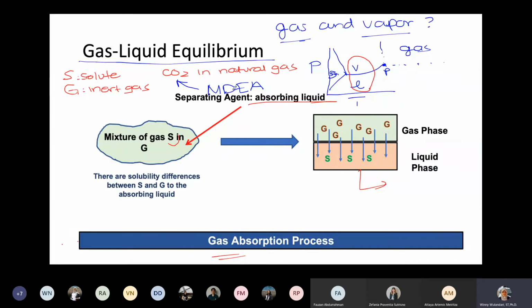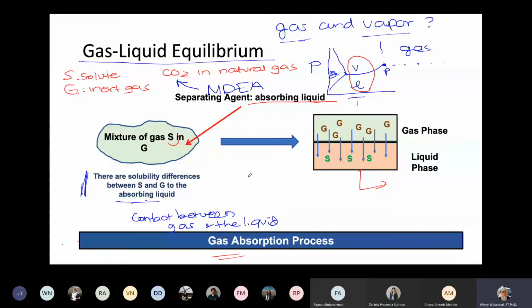This absorbing liquid really loves the CO2 gas, but natural gas doesn't dissolve into the absorbing liquid. So there is a solubility difference between S and the absorbing liquid and G and the absorbing liquid. S can be absorbed by the absorbing liquid, but G won't; it just stays in the gas phase. So the important part in the gas absorption process is the contact between the gas and the liquid. This is going to be the basis of how we design the gas absorption process.